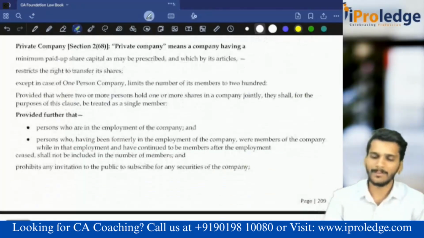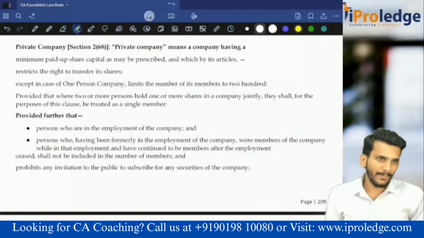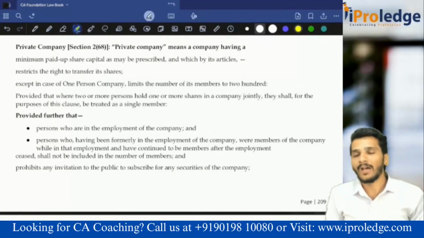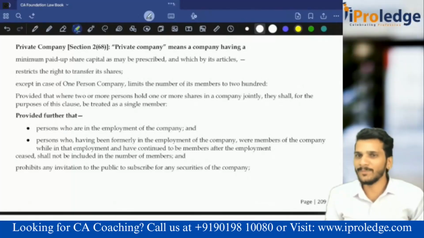Then comes private company. Section number is important, 2(68). What is a private company? For any type of organization, for partnership we have a partnership deed, for LLP we have an LLP agreement. Here there is something called MOA and AOA. They are compulsory documents that have to be filed with ROC. MOA and AOA, to call it a private company.